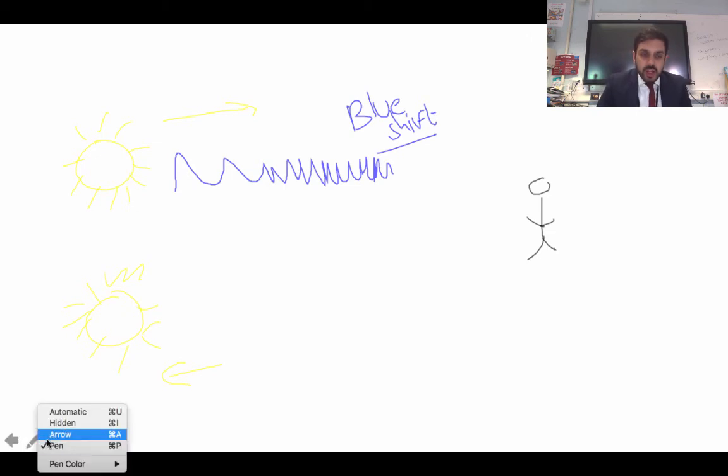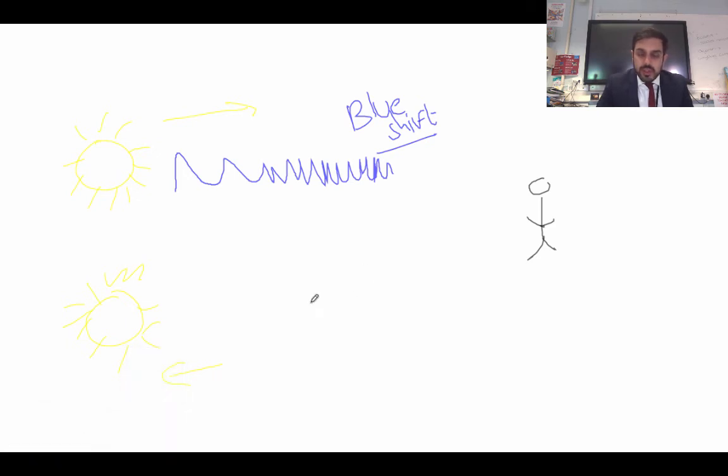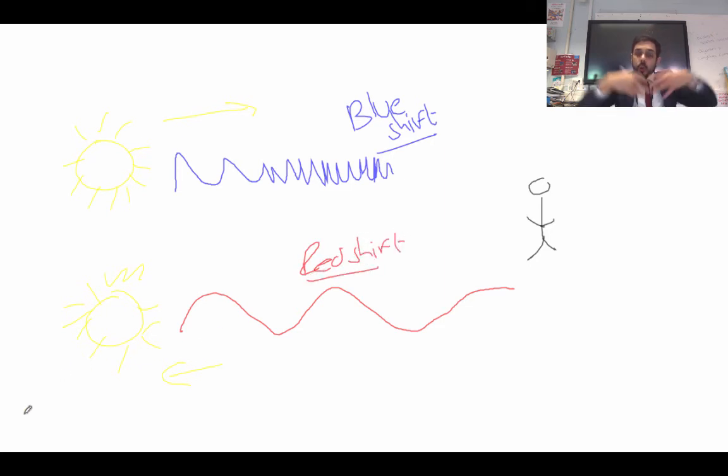We don't see that. We see that actually what's happening is something slightly different, in that the waves are getting spread out. That's called red shift, which proves that the stars are moving away from us, which also proves that the universe is expanding. It's getting bigger and bigger and bigger. We don't see this, we do see this. So again, remember, be very specific about your science.